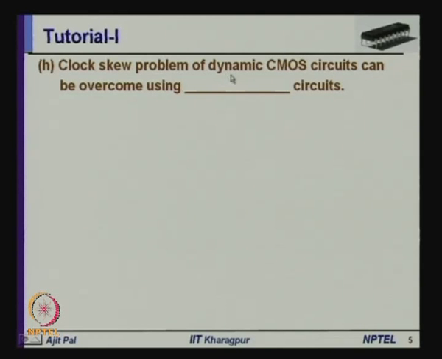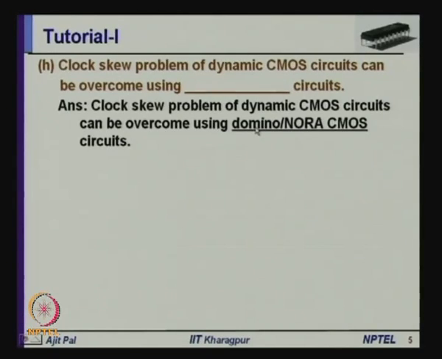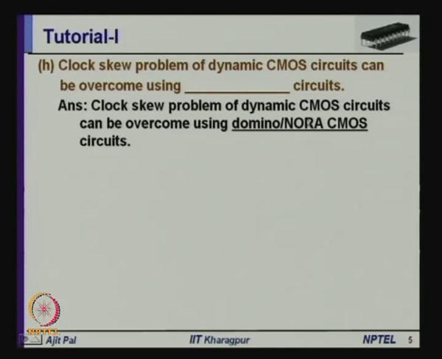Next question is, clock skew problem of dynamic CMOS circuits can be overcome using dash circuits. As you know, clock skew occurs because of the distribution of the clock in the circuit, and the next stage may receive the clock earlier than the preceding stage. It may so happen because of the clock distribution circuit, and that leads to clock skew problem, and you may get incorrect output. And we have already discussed this problem can be overcome by use of two types of circuits. One is known as domino CMOS or NORA CMOS. So, by using either of the two types of circuits, you can overcome the problem of clock skew.